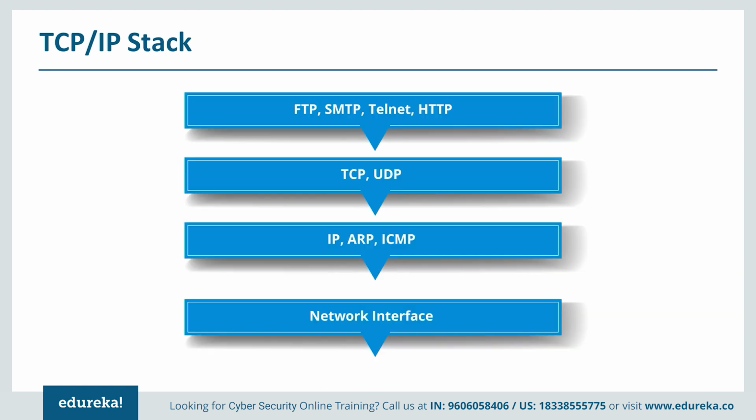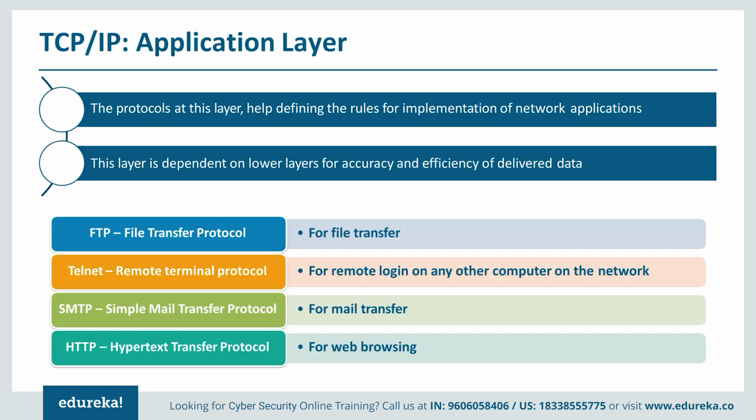So, the simple TCP/IP stack: what are the protocols used? The application layer uses FTP, SMTP, Telnet, HTTP, etc. The host-to-host layer uses the TCP and UDP protocols. The internet layer uses IP, ARP, ICMP. And then the network layer, the network interface. These are simple examples.